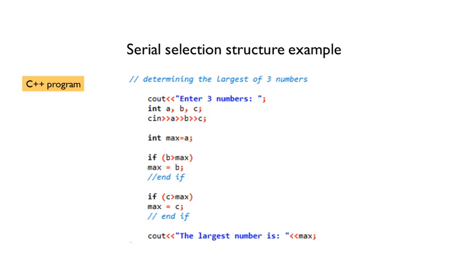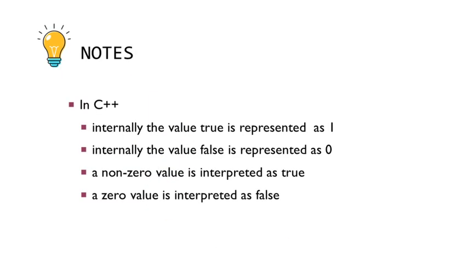So we first assign the max value as A. If B is greater than max, then we assign B as max. But then if C is greater than max, then we assign C as max. Lastly, the program will show the largest number depending on the max value. Please try it at home yourself using C++.